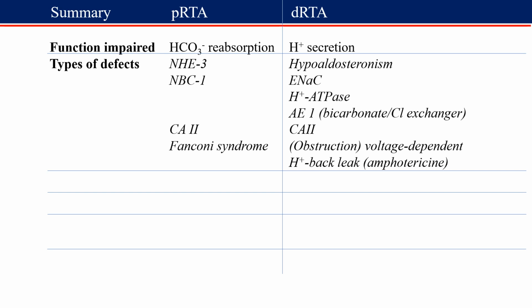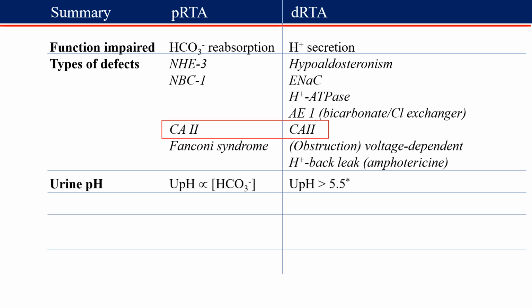Defects involved in distal RTA include hypoaldosteronism, ENaC inhibition, isolated defects in hydrogen ATPase, the anion exchanger bicarbonate-chloride, or carbonic anhydrase, obstruction of urine flow leading to the loss of the favorable chemical and electrical gradient required for hydrogen and potassium secretion, or hydrogen backleak, as seen with amphotericin. Note that a problem with carbonic anhydrase 2 can lead to both proximal and distal RTA. The presence of both categorizes it as RTA type 3.